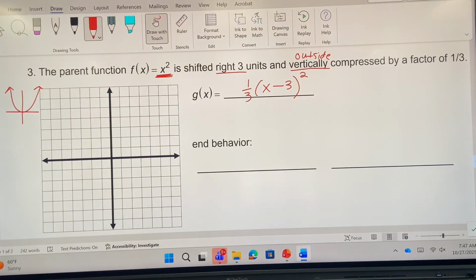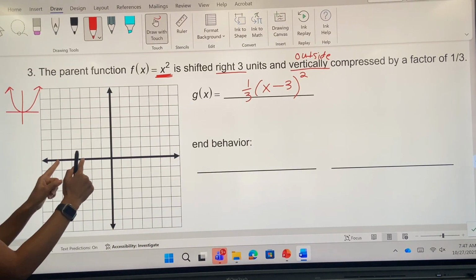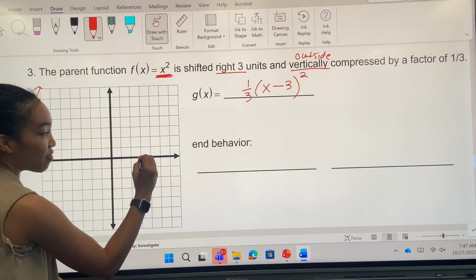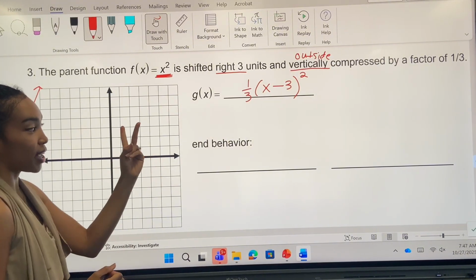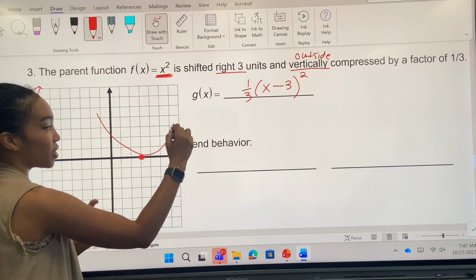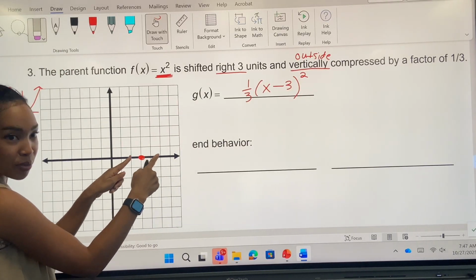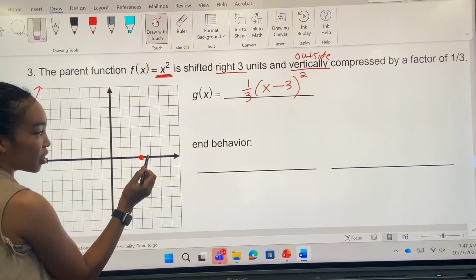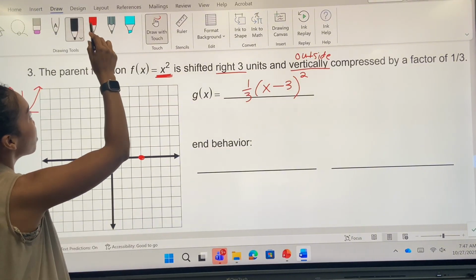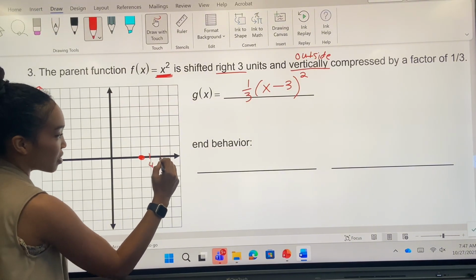So that's your equation. So it went right 3, so this is where your graph is gonna be, and it didn't reflect, so it's still facing up. It'll look something like this. However, if we want exact points, just plug in numbers around 3. So for example, let's plug in a 4 or a 5 or a 6. You can plug in any of these numbers.